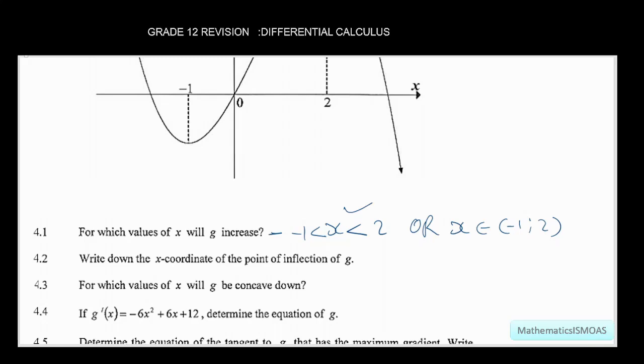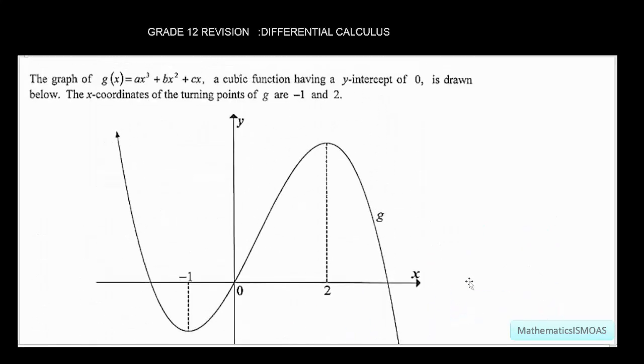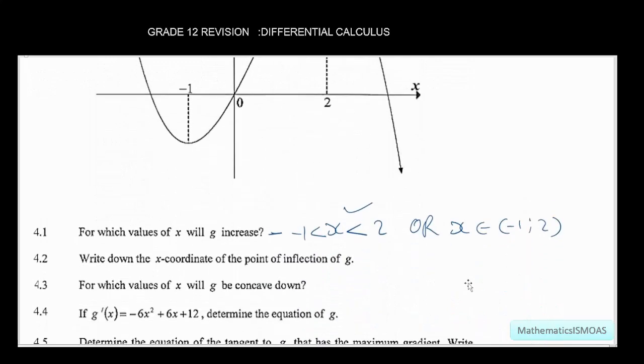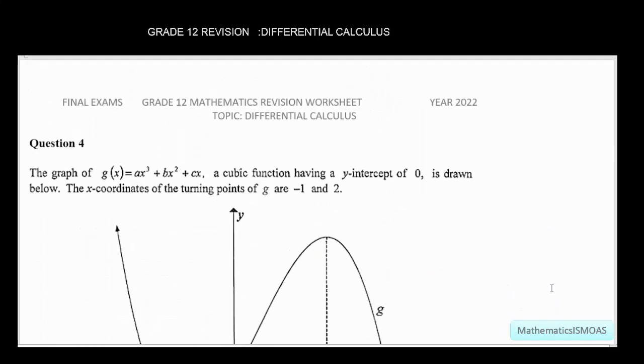Then question 4.2, write down the x coordinate of the point of inflection of g. Remember, for us to find the x coordinate of the point of inflection, we must find the second derivative, equate it to 0 and solve for x. But at this stage, we will not be able to do that, as our equation of g of x is still having the parameters a, b, and c, of which we do not know their values.